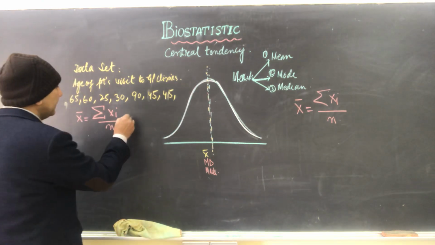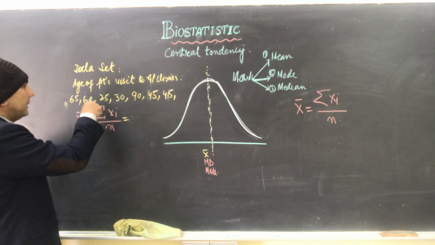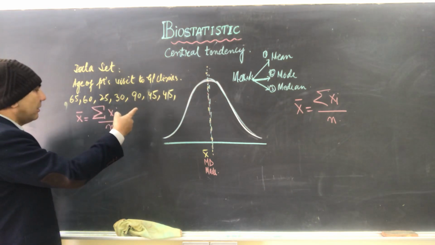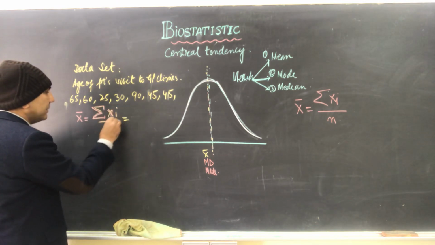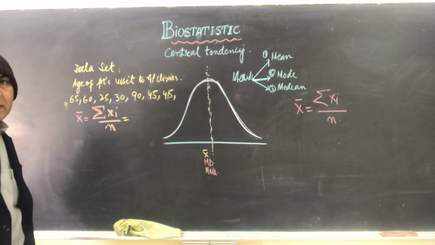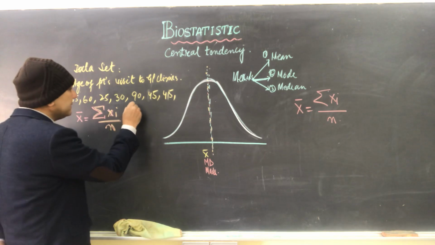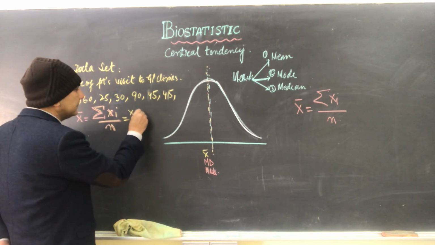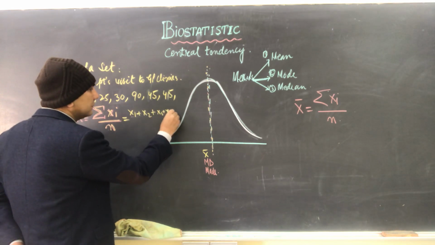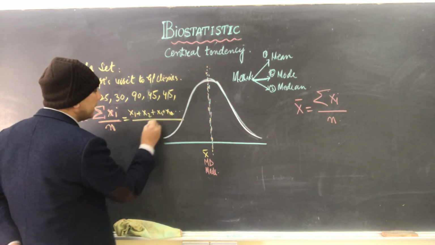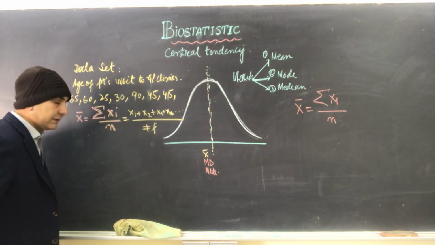Let's come up with the x bar. X bar is the mean of the sample, because it is a sample of the data set. It is the sum of the xi divided by the total number of the frequency and total number of the data set. Xi means the sum of x1 plus x2 plus x3, x4 and so on, divided by the total number of the frequency and total number of the data set.